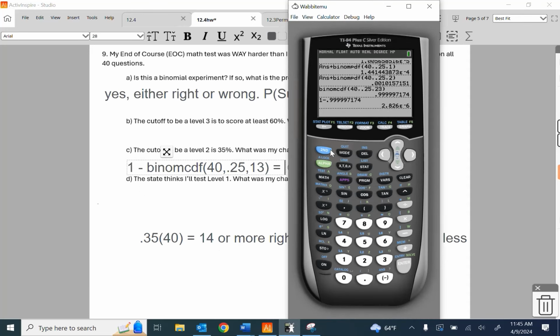Man, I got brain drain today. I'm going to highlight the old function I did, and I'm just going to overtype. Need a 13 in there. 1 minus that. This isn't too bad. 0.1032.